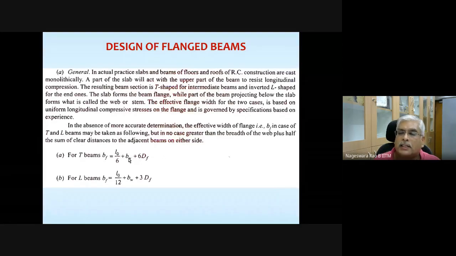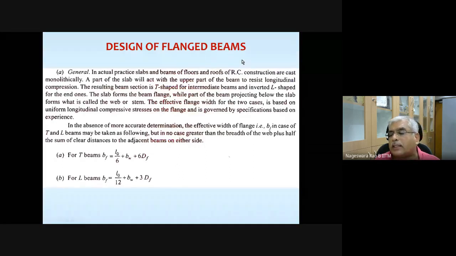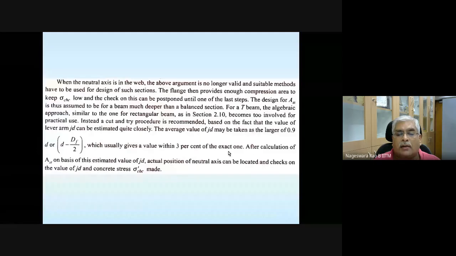So the design of a flanged section involves finding the width of the web. Once the effective width of the flange is known, the quantities which need to be found out are the width of the web, the depth of the web, and the amount of steel. So these are the quantities you need to determine as a part of the design of a flanged section, because the dimensions of the slab are already fixed. So now let's see further.